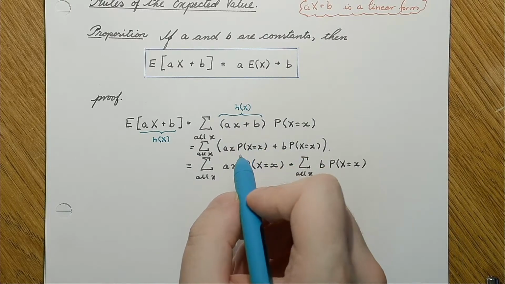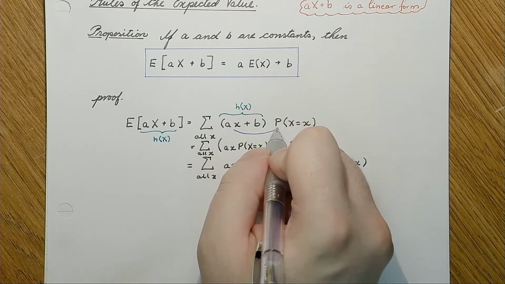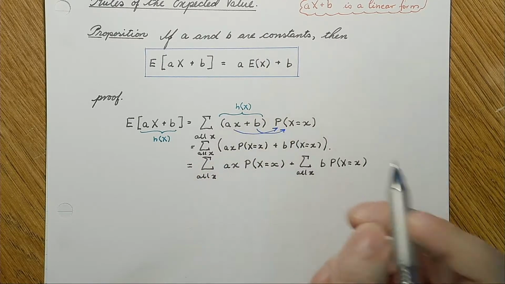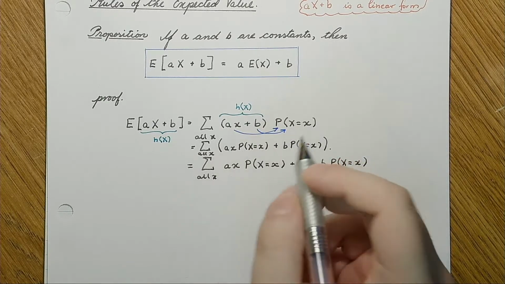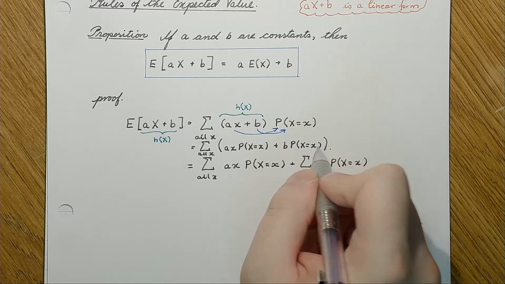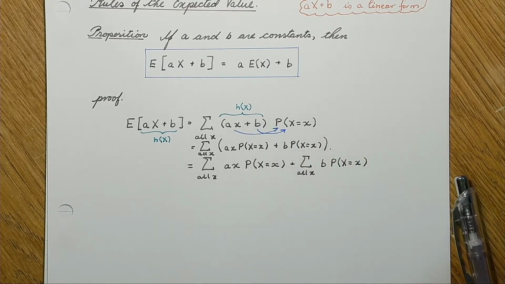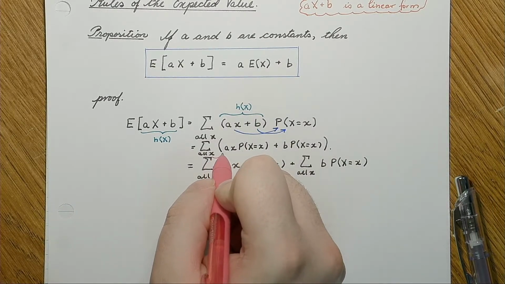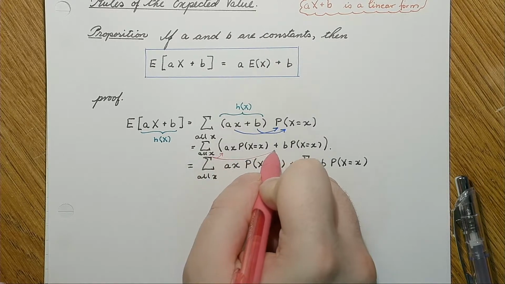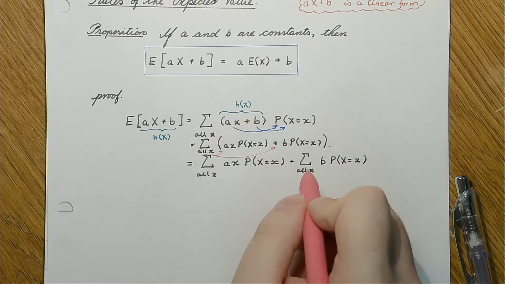Then the next thing that we can do is distribute the p so that we have ax times the probability plus b times its probability. And then from there, the summation can be applied to each term. So we can break it up. So there it is here and here.